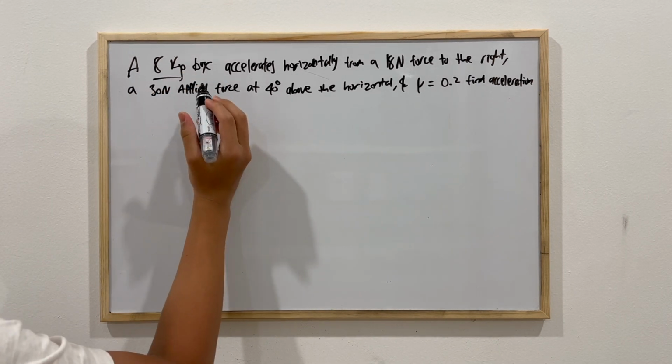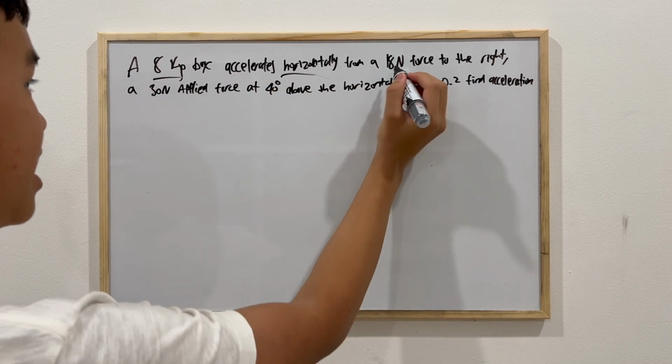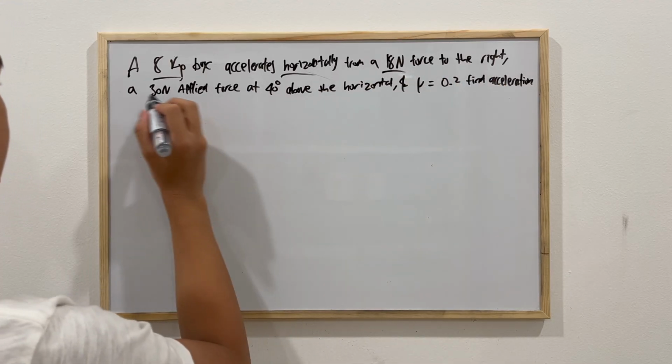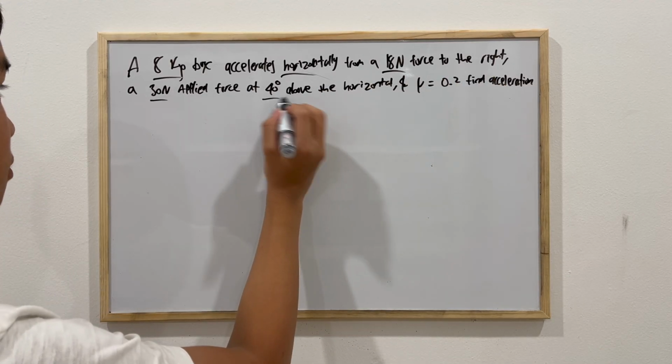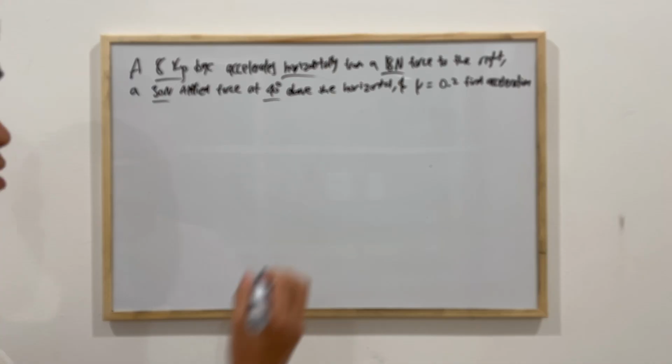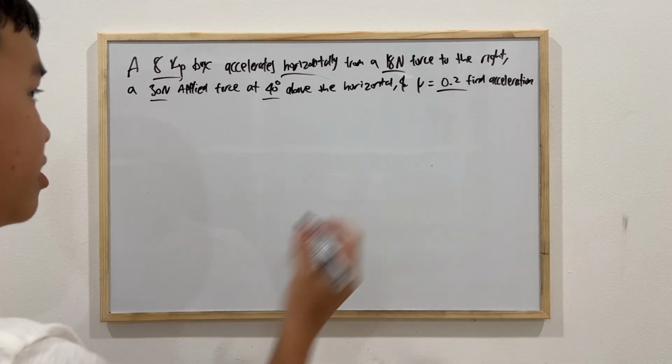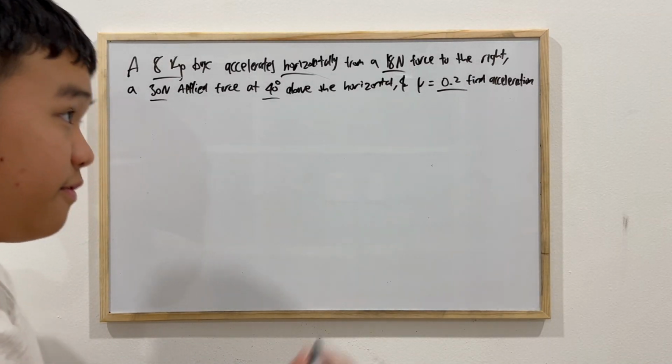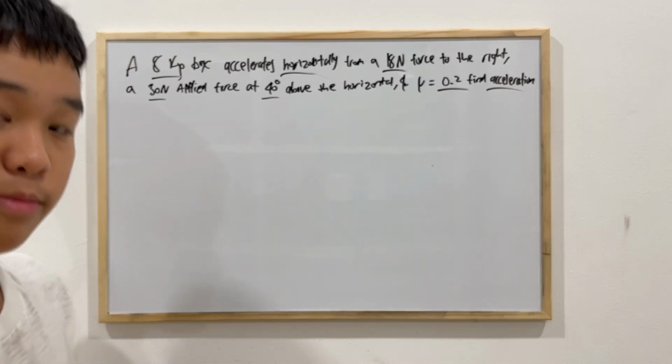A 8 kilogram box accelerates horizontally from an 18 Newton force to the right and a 30 Newton applied force at 40 degrees above the horizontal, and our friction coefficient is 0.2. The question is asking us to find the acceleration. So let's draw a free body diagram.